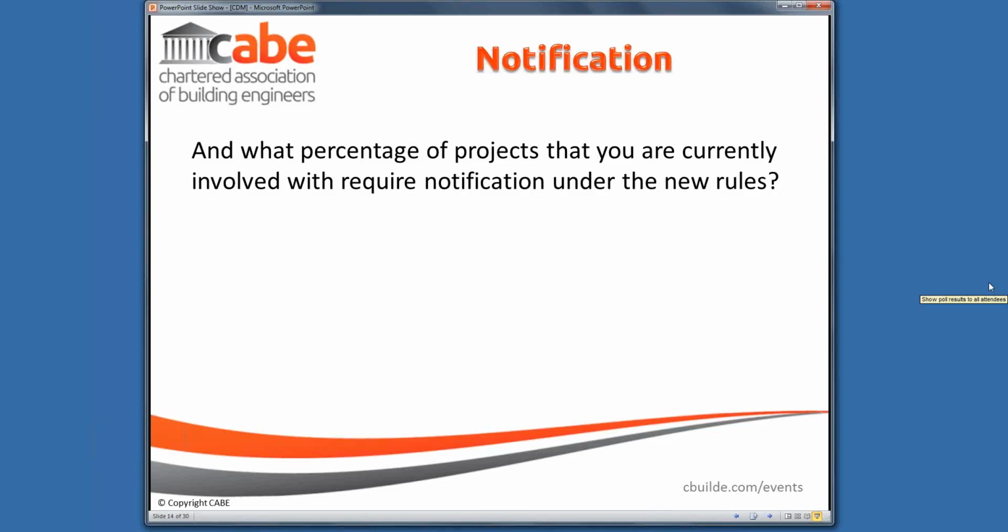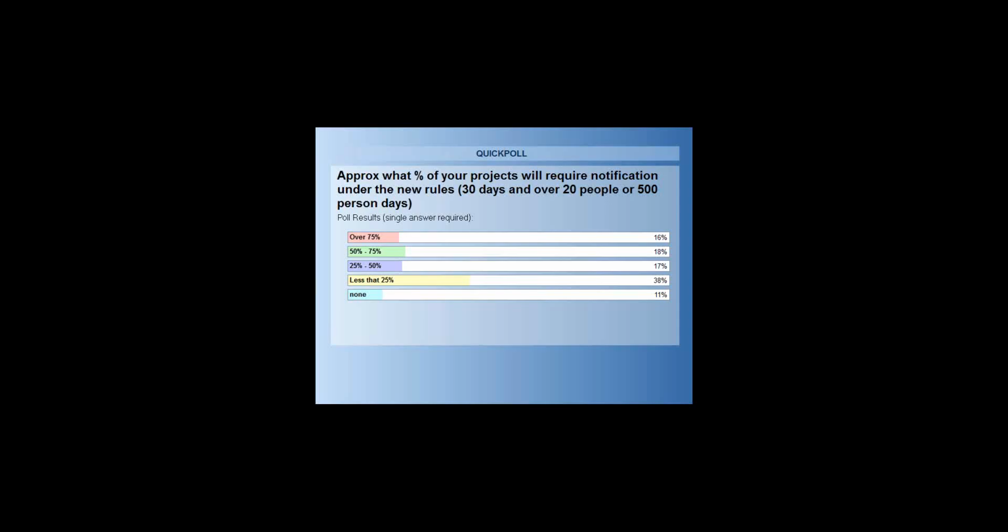Right. So again, if I share those results with you, this time round, what we seem to have noticed is that the top end has dropped down, whereas the less than 25% seems to have significantly increased. So that would appear to indicate that under the proposals we are expecting fewer jobs to actually be notified.